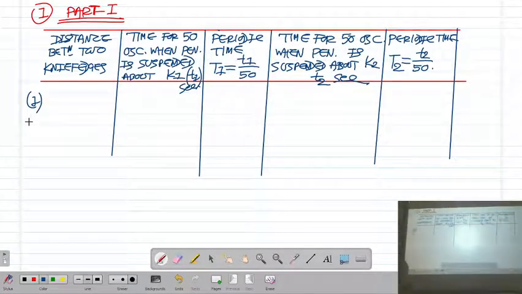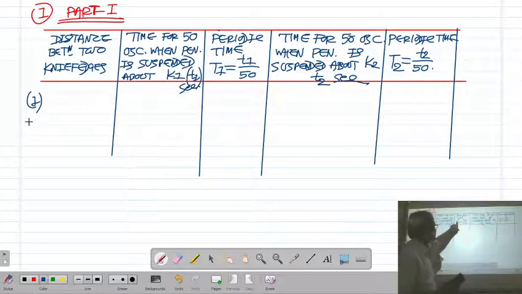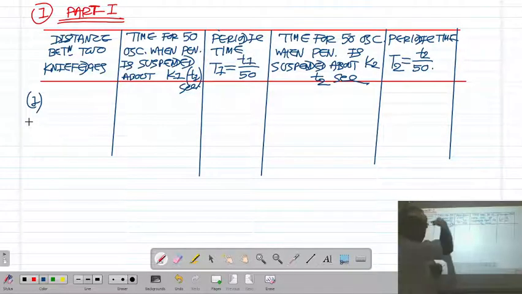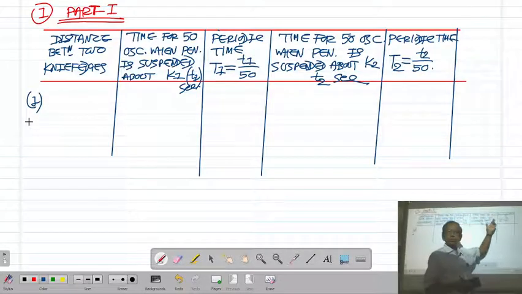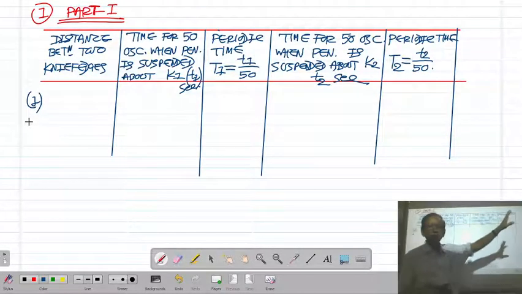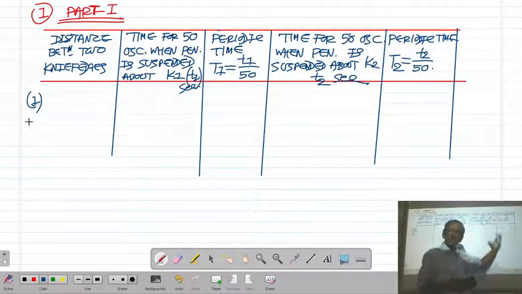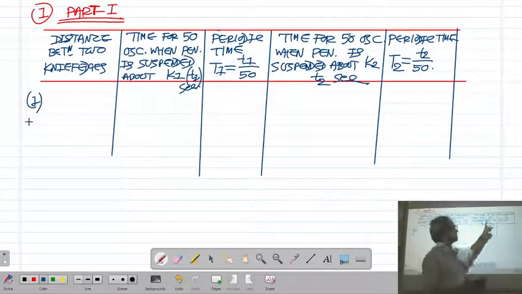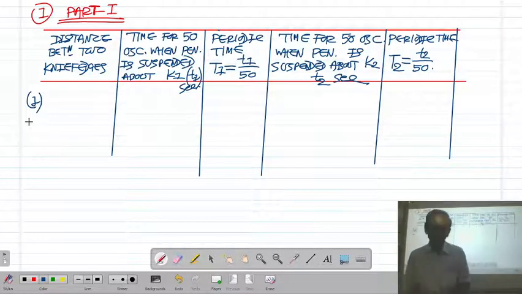I have given you the observation table for the first part of this experiment, that is, distance between two knife edges. Second is the time for 50 oscillations when you suspend the pendulum over the wooden knife edge K1. You can calculate periodic time T1 by dividing p1 by 50. But then invert the pendulum, suspend the pendulum over knife edge K2, which is near to the metallic bob, and measure the time for 50 oscillations. Divide this time by 50, and you will get the periodic time about knife edge K2.